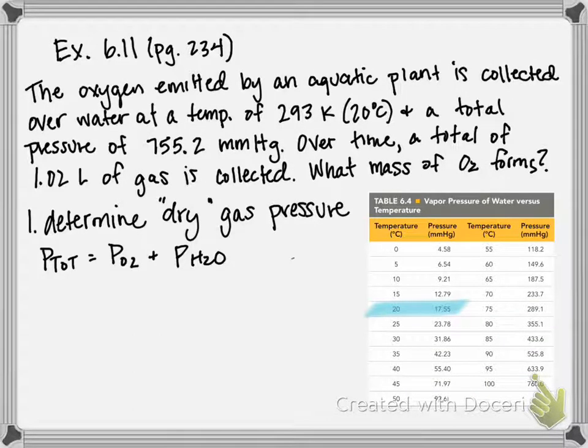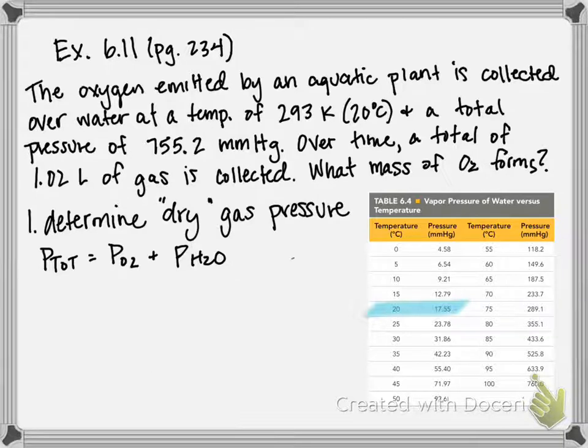So the question states that in order to determine the rate of photosynthesis, oxygen is emitted by an aquatic plant and it's collected over water at a temperature of 293 Kelvin or 20 degrees Celsius and a total pressure of 755.2 millimeters of mercury. Now, over a specific time, a total of 1.02 liters of gas is collected. So they want us to find the mass of oxygen in grams that forms during this photosynthesis reaction over this specific amount of time.